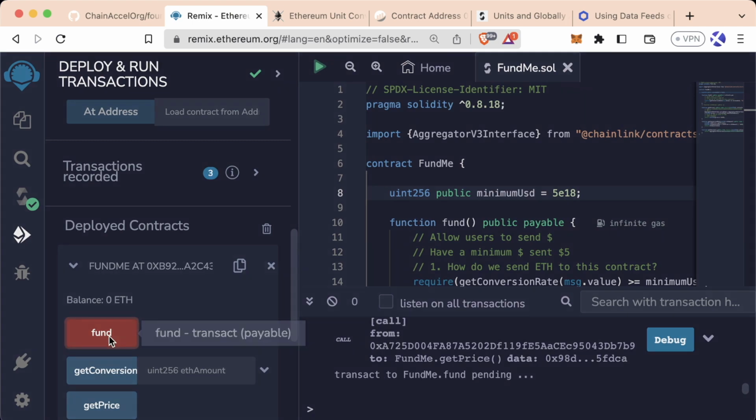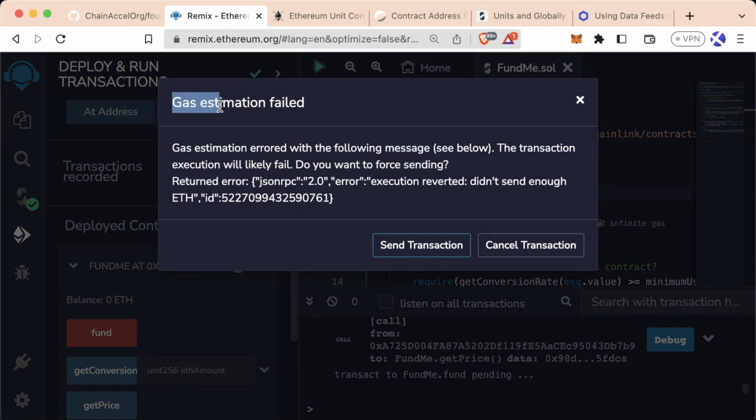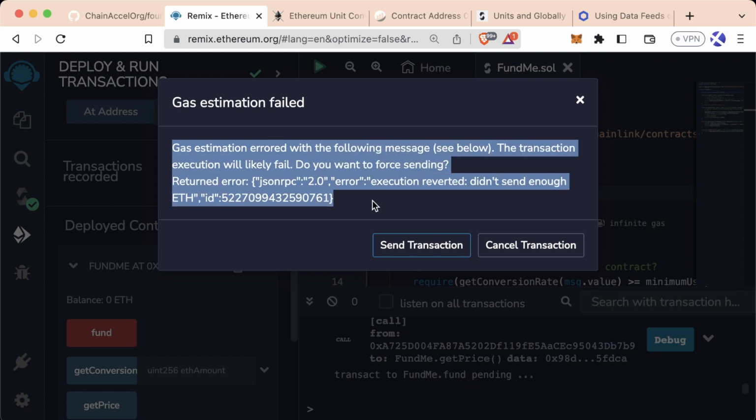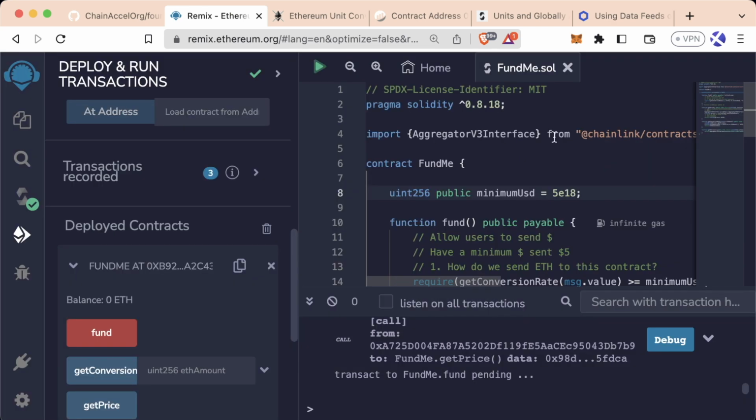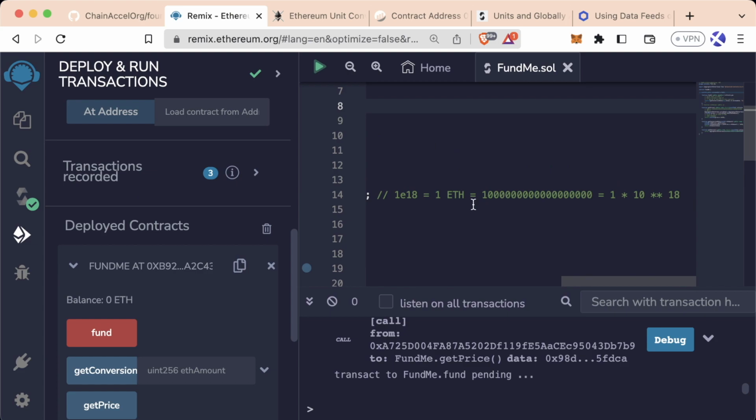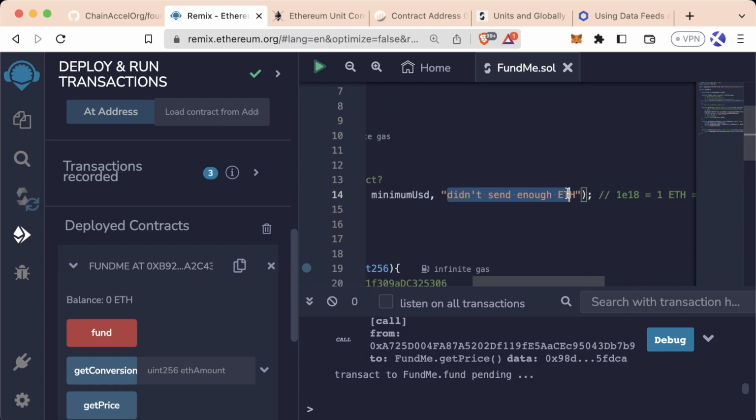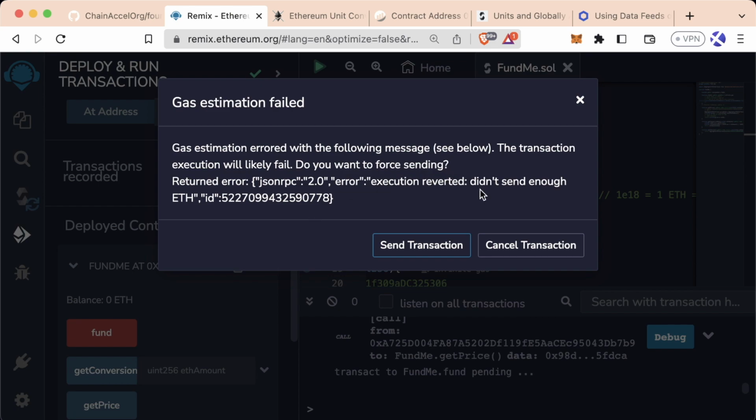So if we call this fund function, we're actually going to get this gas estimation failed. Gas estimation error failed with the following message, blah, blah, blah. Error, execution reverted, didn't send enough ETH, which is actually exactly the error message that we have here. It's exactly what our error message is here in our require, didn't send enough ETH. So if we try to fund it, we're going to get didn't send enough ETH.